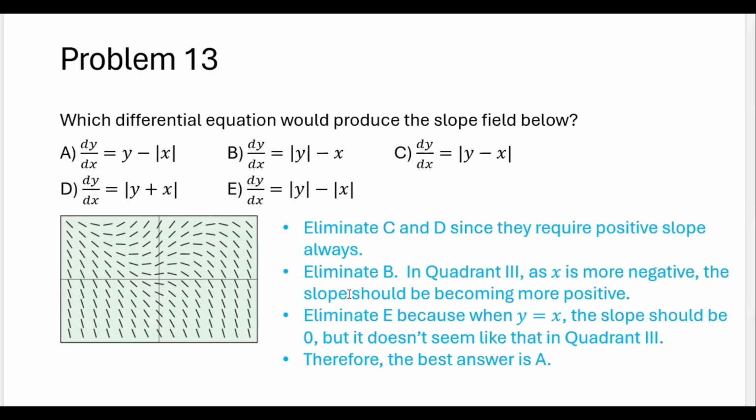That's why I was saying in here. As we get more and more in the negative x direction, look at equation B. As x gets more negative, our slope should be getting more positive, actually. But look, it's getting more negative, actually. So we eliminate B, eliminate E as well, because this is what I was saying. When y equals x, the slope should be 0, but it's not the case. Okay, so it is A.